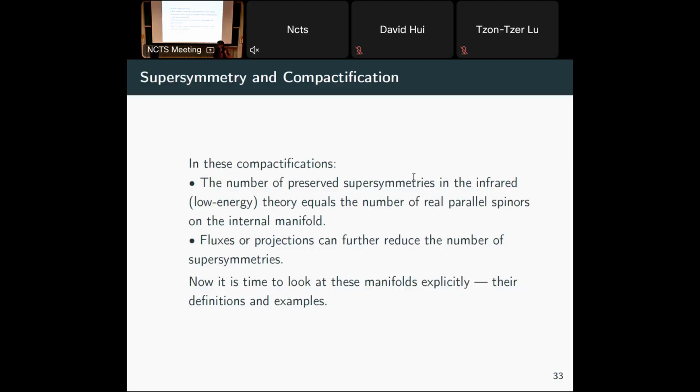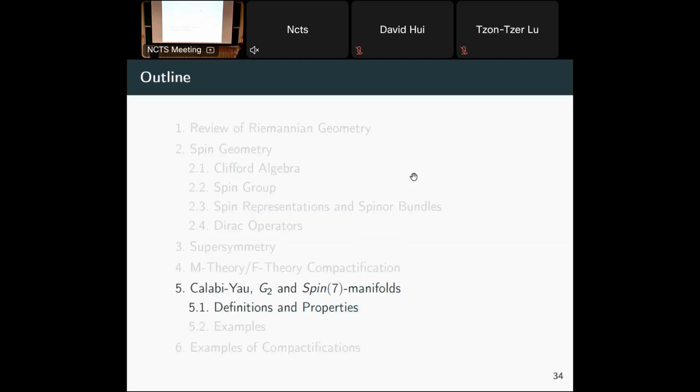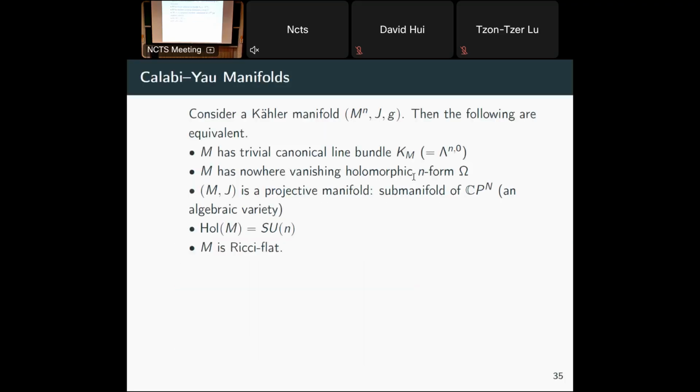So what are these manifolds? Let's quickly review these three manifolds. Calabi-Yau is relatively more well known. Basically you have all these conditions, they're the same, and if any of them hold, you call that manifold Calabi-Yau. You start with a Kähler manifold, you look at the canonical line bundle, it's trivial, fantastic, you have Calabi-Yau. Same thing, you have a nowhere vanishing holomorphic N form. That's basically a section of that bundle, right? So fantastic, you have Calabi-Yau.